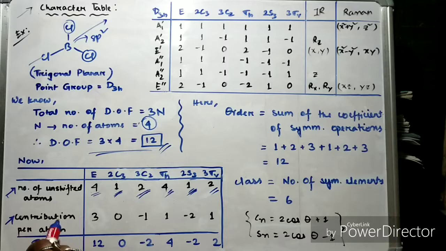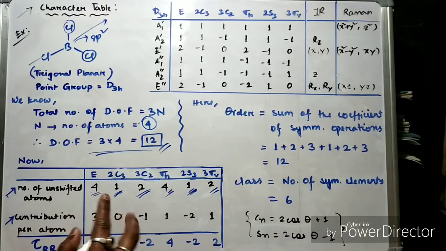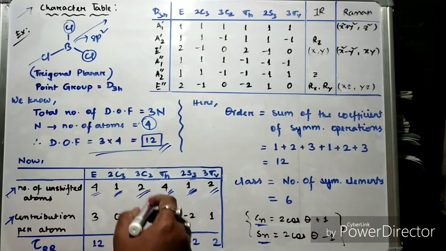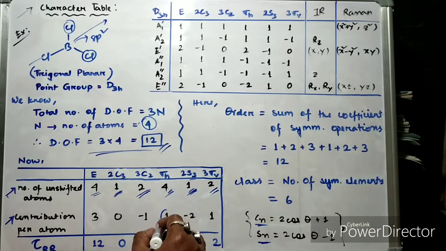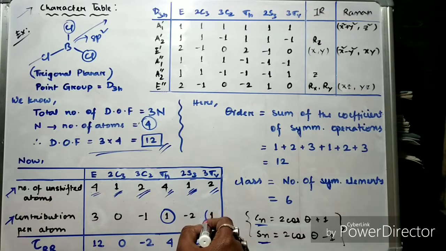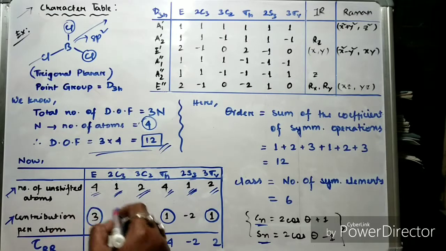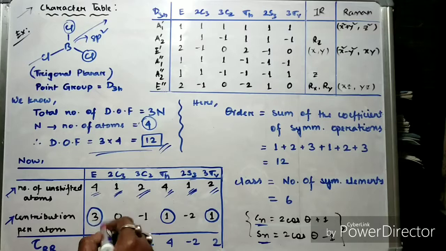Okay, next we have to find out the contribution per atom. For finding out the contribution per atom, you have to use two formulas. For the Cn axis we will use the formula 2 cos theta plus 1, and for the Sn axis, that is the improper axis of rotation, we will use the formula 2 cos theta minus 1. And always remember, for any sigma plane the contribution will remain 1, and for the E operation, the contribution will be 3.